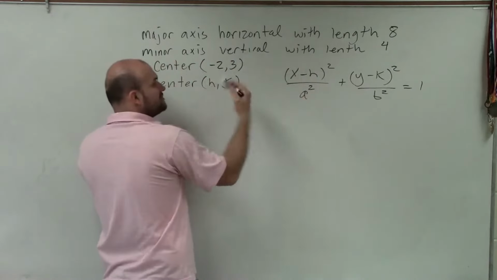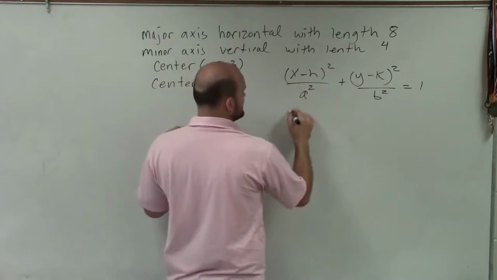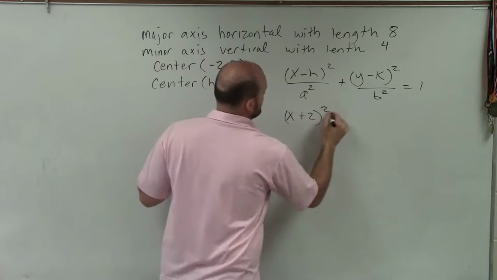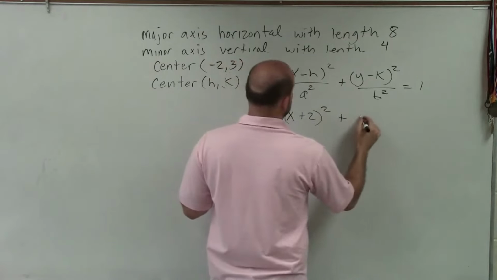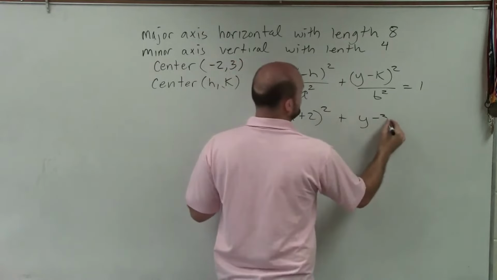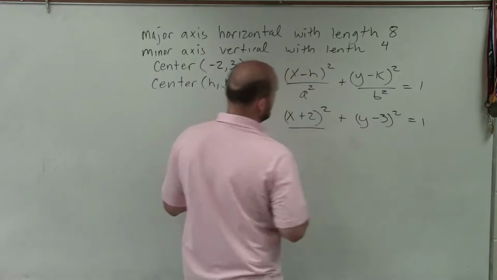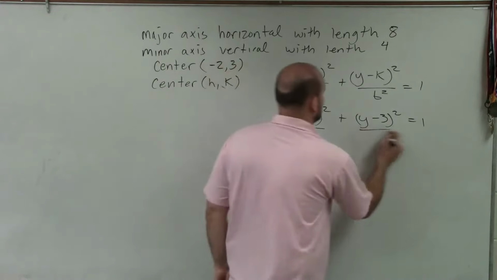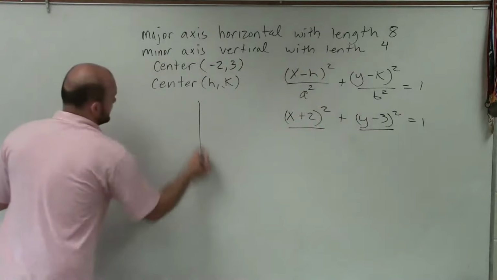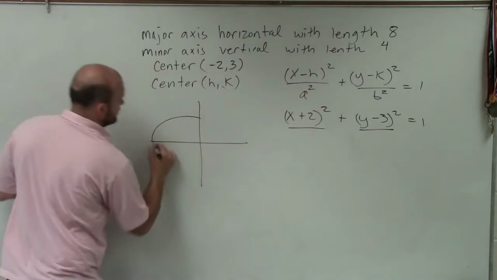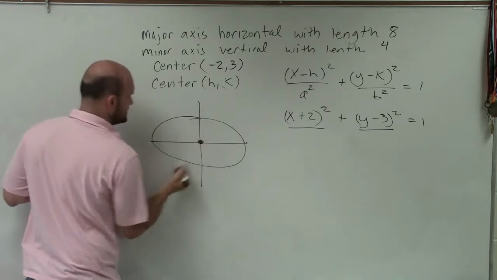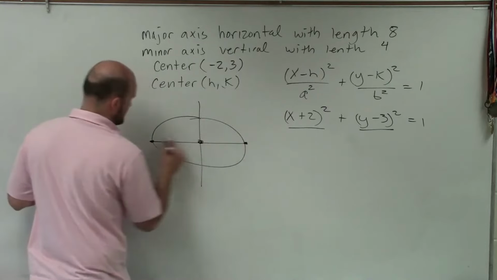So remember, it's the opposite of h, though. So here, h is negative 2. So the opposite of negative 2 would be positive 2. So I write x plus 2 squared plus y, opposite of 3 would be negative 3 squared equals 1. Now, the only problem is we don't know what a squared is and we do not know what b squared is. But let's go ahead and graph an ellipse here. And let's pretend here's the center. Here's a vertex and here's a vertex.